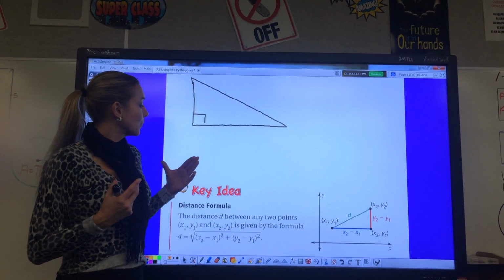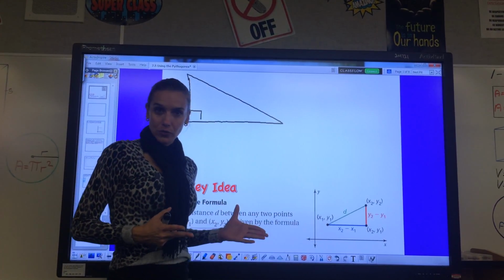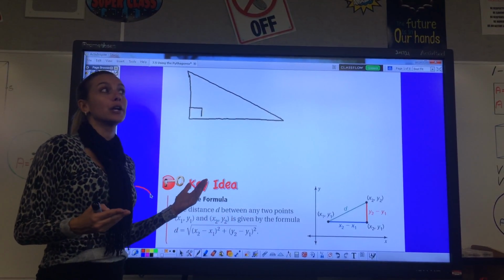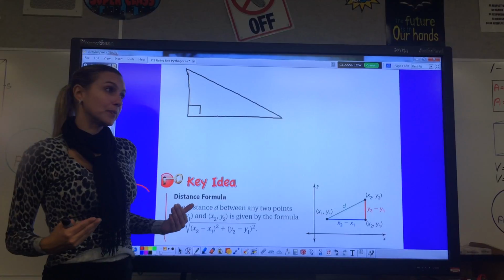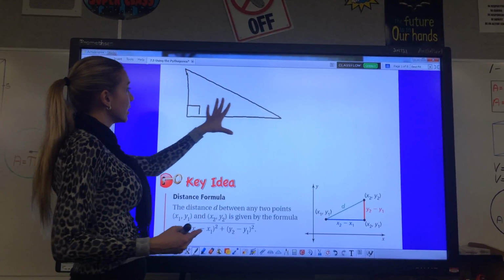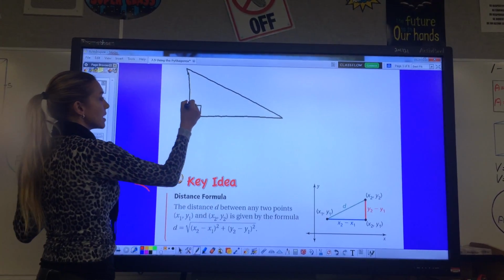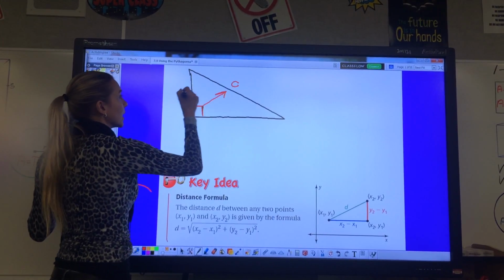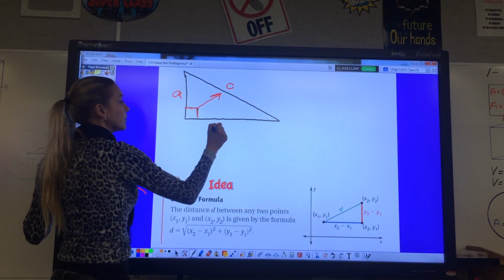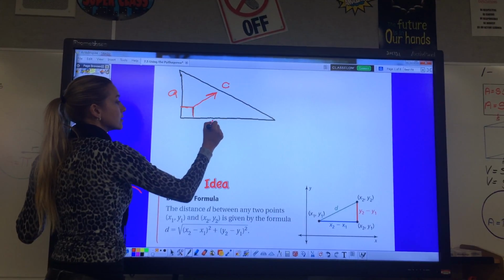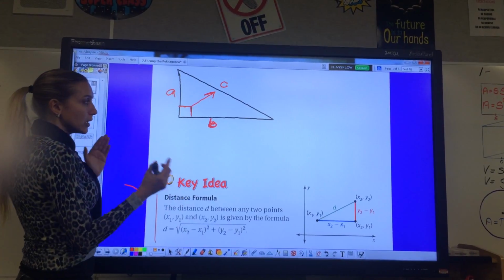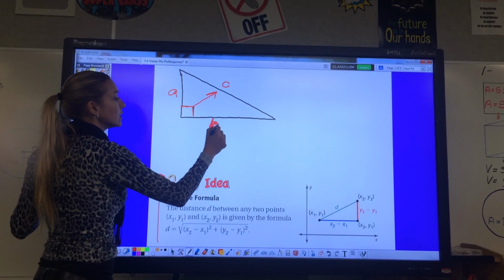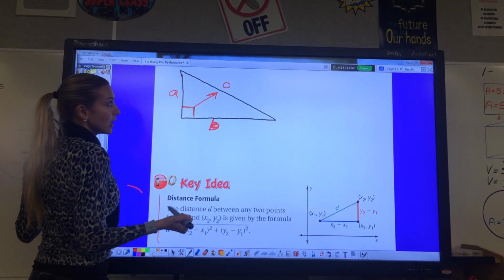We will be talking about the distance formula. The distance formula is actually derived from the Pythagorean theorem. When we have our triangle, the Pythagorean theorem says that, remember, this is C. If I know A and B, I can always find C. If I know any two side measures, I can always find the third side measure.